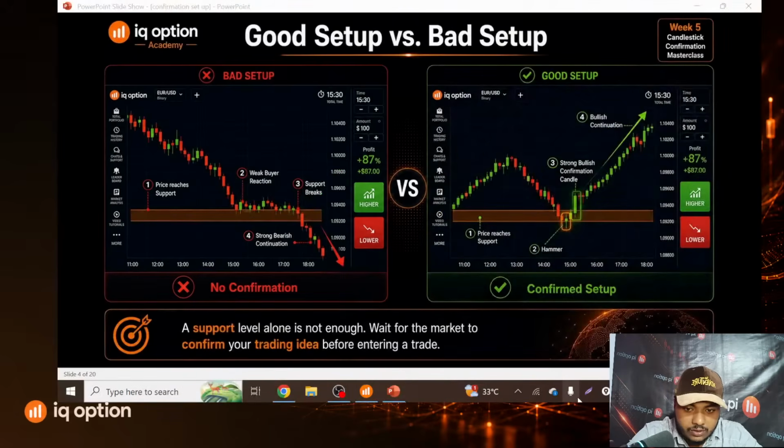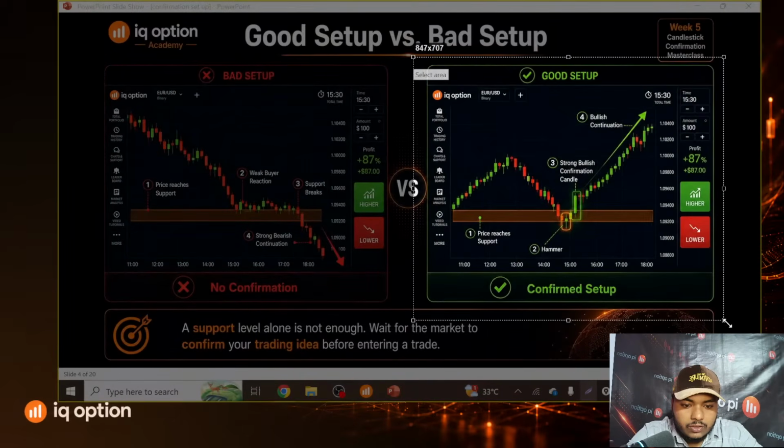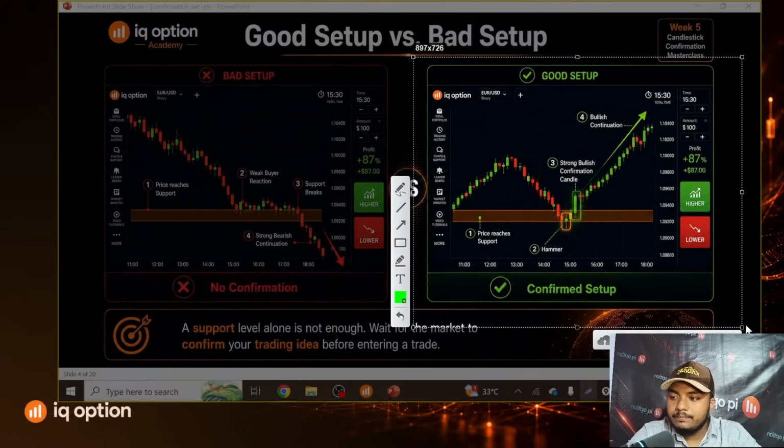So let's focus here on the right chart, which I indicated as a good setup. Okay, a little buffer, I think, with the net issue. No problem. Let's finish this one, guys.